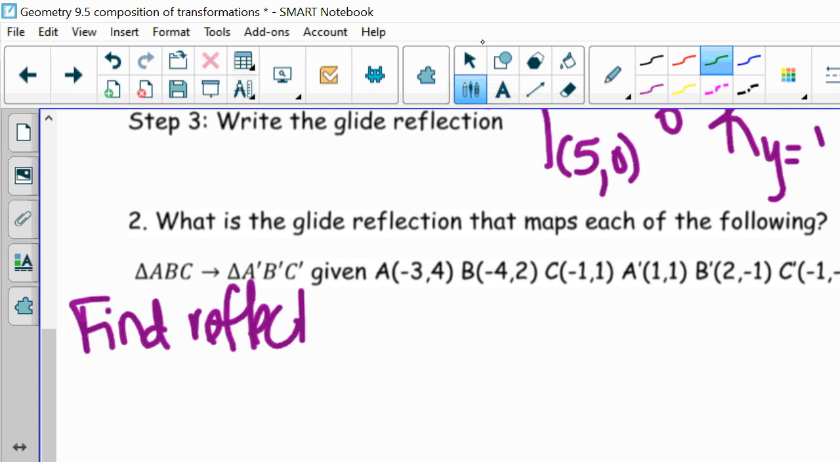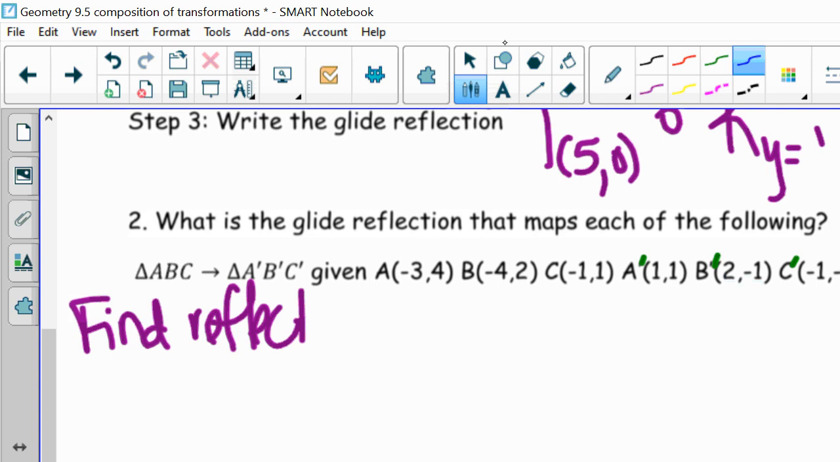I switch colors, and now I'm at 1, 1. This is A double prime. These should be our double primes. This is where we're ending up. 2, -1 is B double prime. -1, -2 is C double prime. So again, I need to find my reflection. I need to reflect the purple triangle so that it has the same orientation as my green triangle.